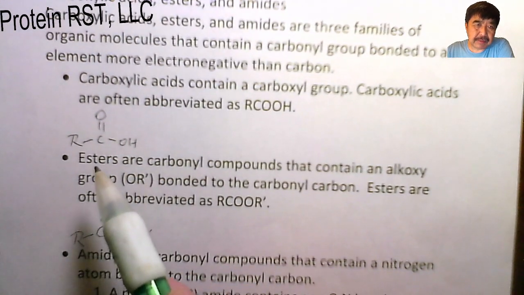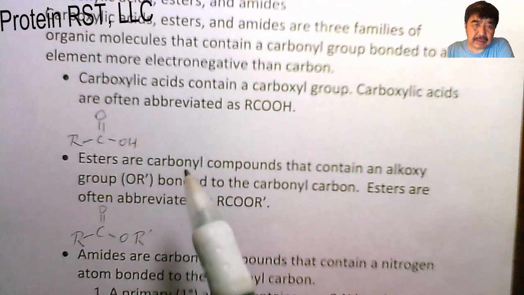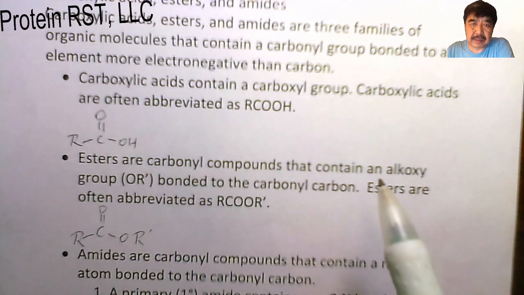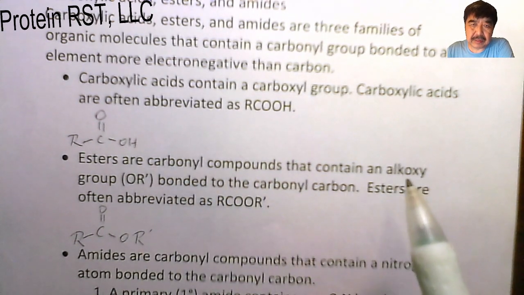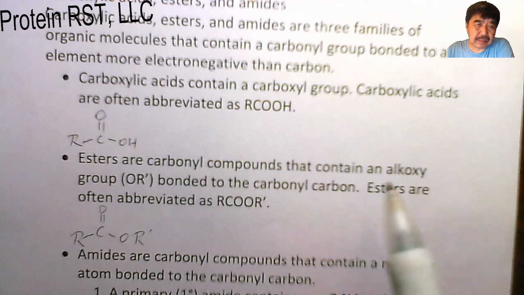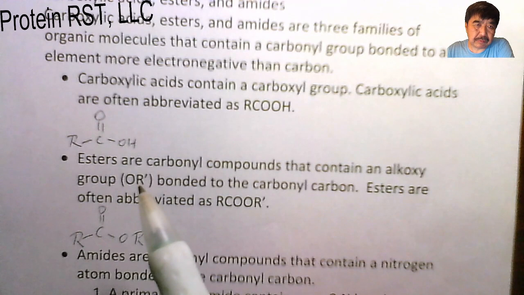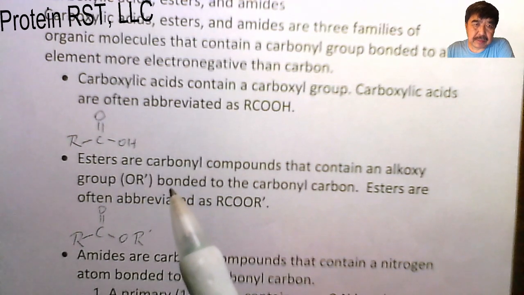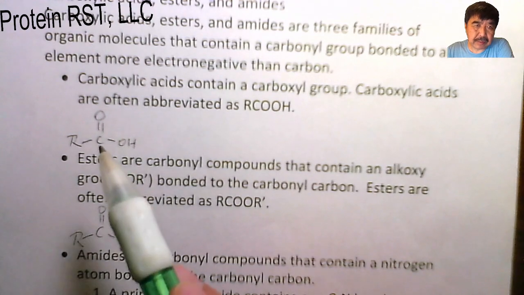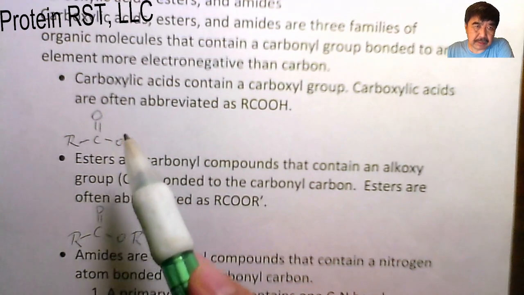Next, let's take a look at the ester. Esters are carbonyl compounds that contain the acyl group. The acyl group is the oxygen bound to an R group. This is bonded to the carbonyl group. This carboxyl is bound to the carbonyl. This is the carbonyl group. This is the carboxyl group.